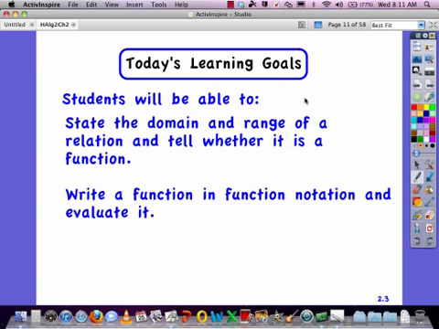Today's lesson comes from section 2.3, Introductions to Functions. So check out today's learning goals. We want to be able to state the domain and range of a relation and tell whether it is a function, as well as write a function in function notation and evaluate it. So there's a lot going on there that we have to be able to do by the time we're finished. So let's discuss some of the new topics.